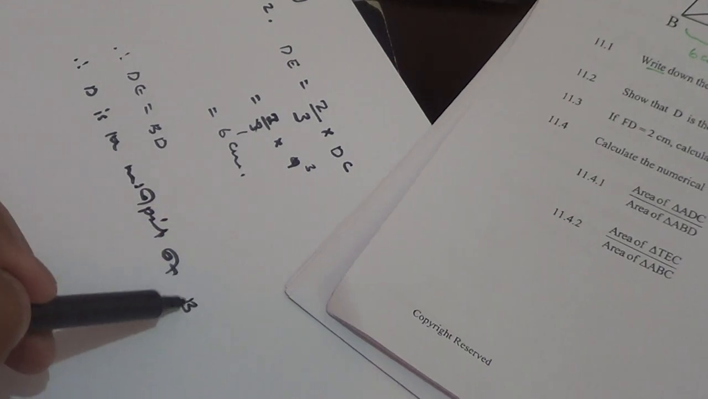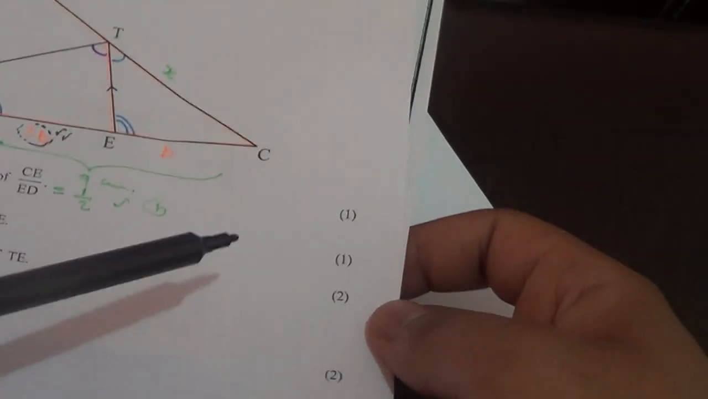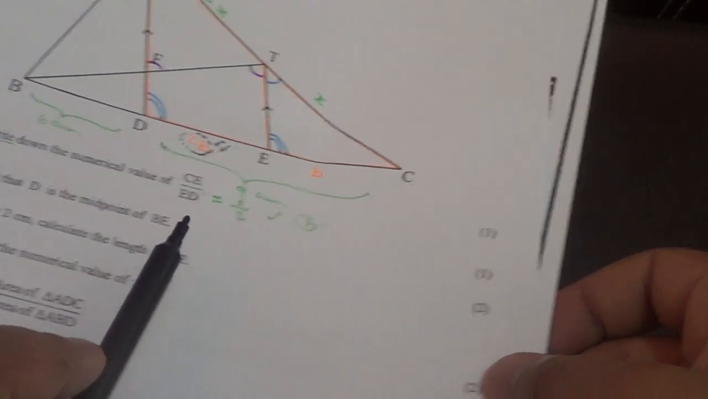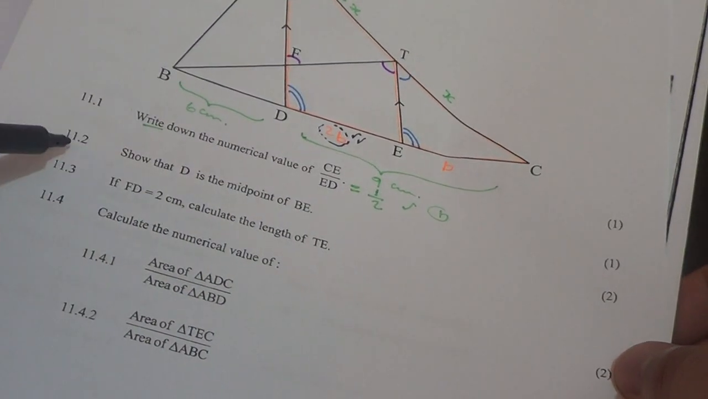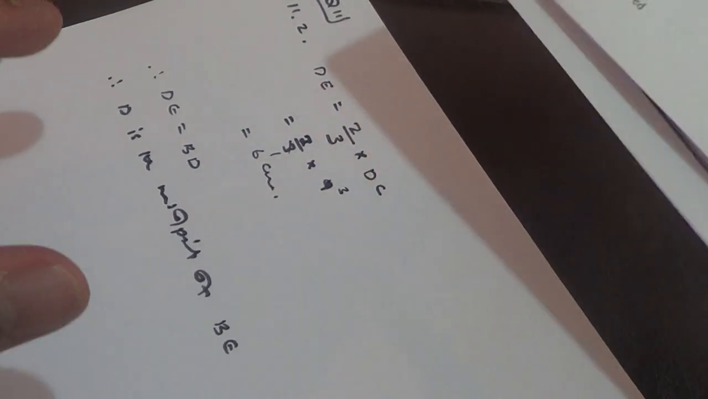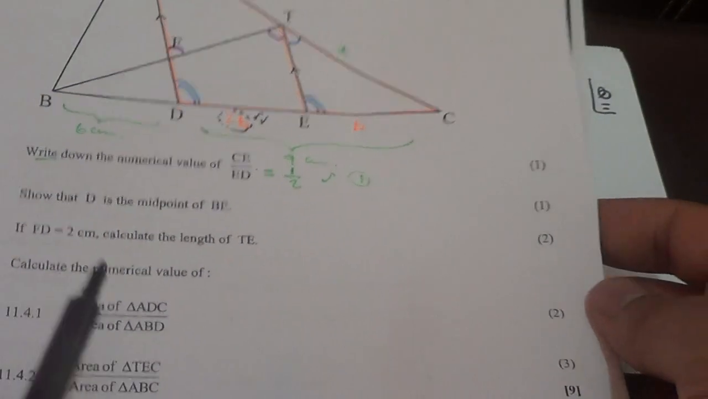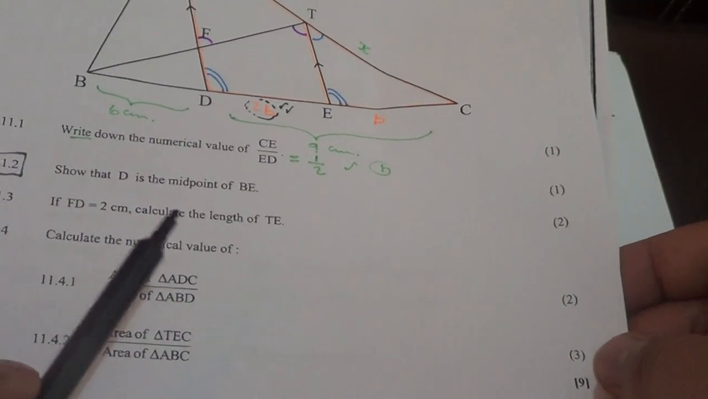of BE. I don't know why these guys can say such a thing, show that something is, and then they just give you 1 mark. That's ridiculous. Honestly, that is ridiculous, because look, you've had to perform a calculation and make some logical conclusion. So for me, it's not really 1 mark, but yeah, it's fine. Maybe they see that this is too easy.